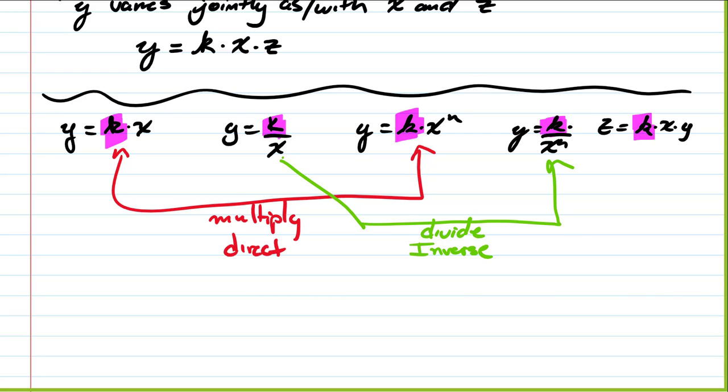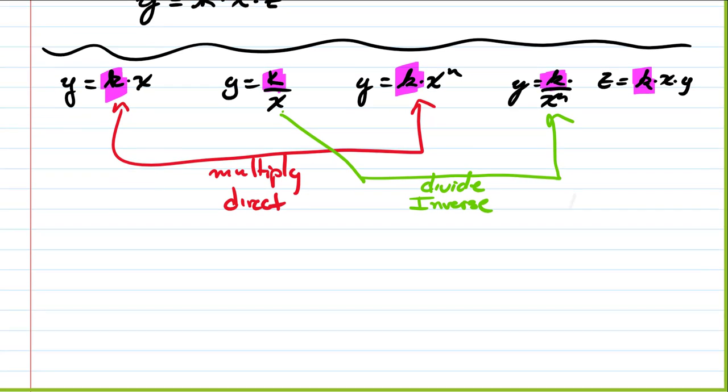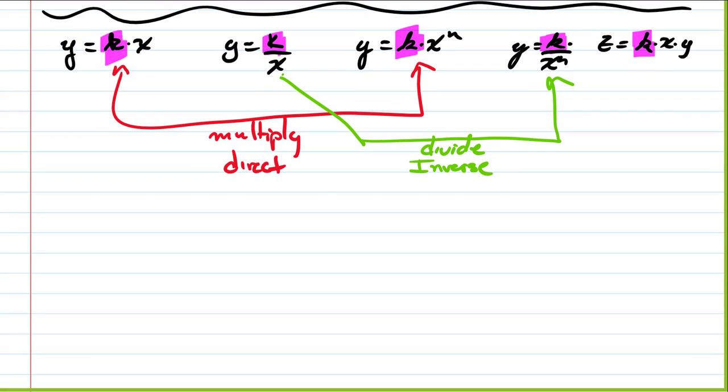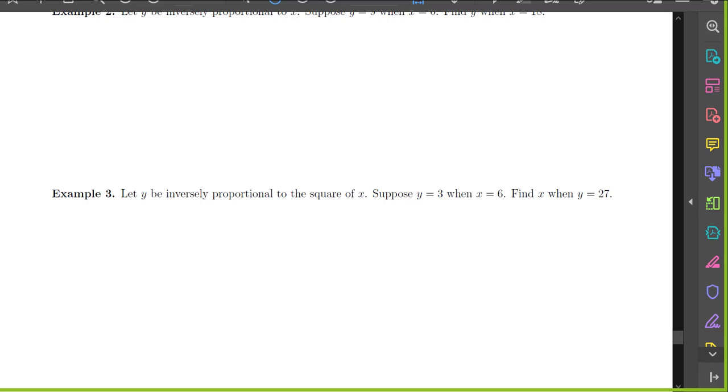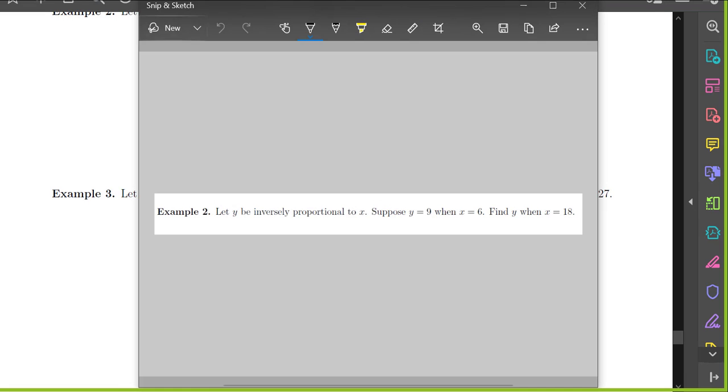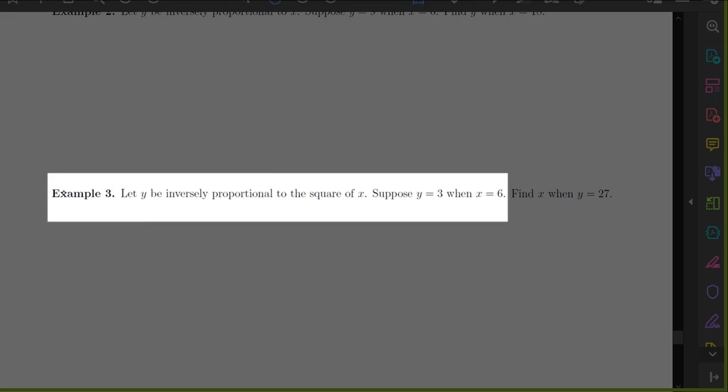We are then free to add any modifiers to those variables that we wish. Like powers, squares, cubes, cube roots, square roots. Anything you can dream up can be used as a modifier for any one of those variables. So this is a generic template that we're going to use to set up these types of equations. All right. So let's take a look at example 3 now.